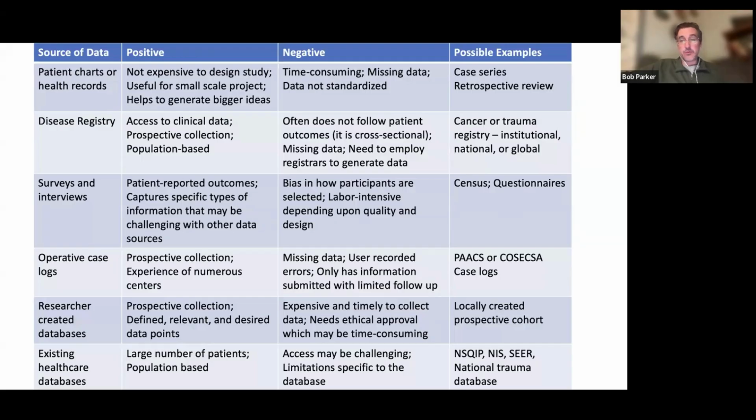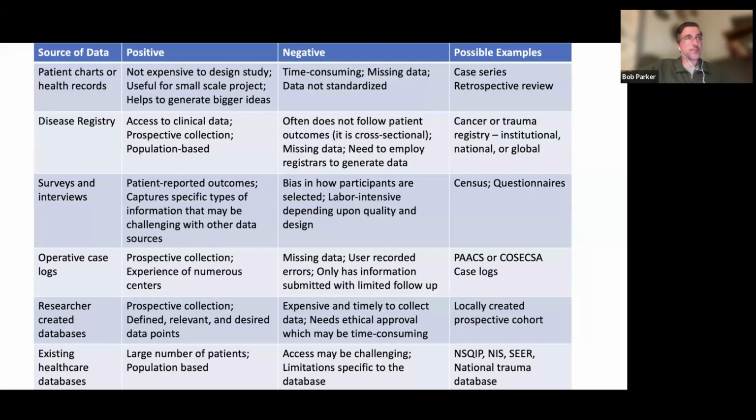The negative is that reviewing charts is time consuming. Often there's missing data because clinicians are busy and they were not interested in your research question, so they were just documenting the things that they needed to document for the day. And that data is not standardized. So these are examples of a case series or retrospective review or retrospective cohort study where you're looking back at things. Sometimes we have disease registries. This could be a cancer or a trauma registry where we have access to clinical data. Prospective collection has happened and often population based.